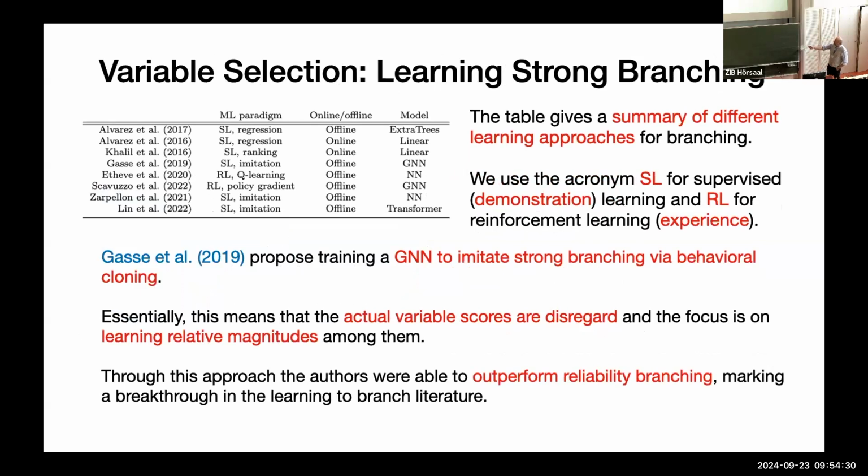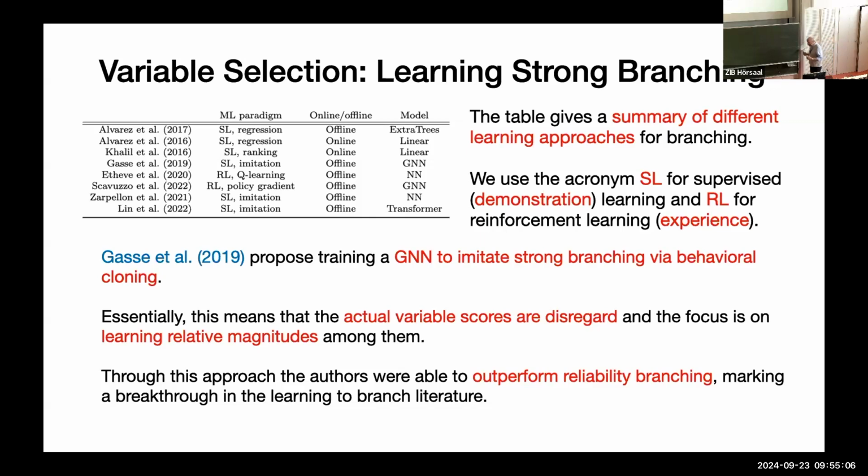So this is a table in which you can see a bunch of papers, starting from 2016 to 2022, even if there is still a lot going on, in which people were doing supervised or imitation learning most of the time. This is the type of objective function they were using for the work, and whether offline or online. There is one paper here by Alvarez et al. that is online, and also a paper by Khalil that is online.